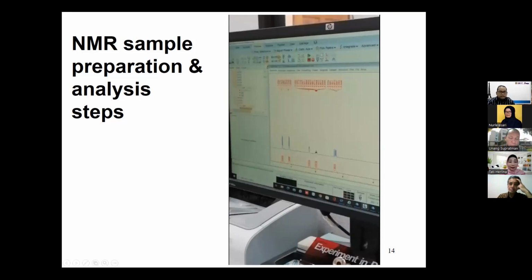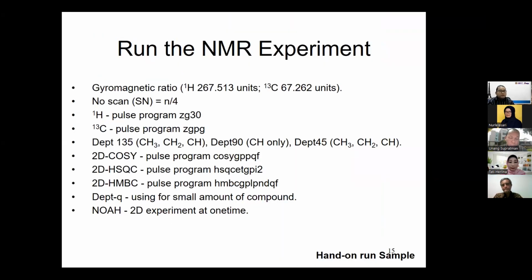Okay, this is the process of how we measure the NMR. This is only for proton NMR. If we have carbon, for example, it will take quite a long time. It depends on the concentration of the samples. The running of NMR experiments depends on the gyromagnetic ratio. For example, if the ratio is different, that's why if we have 400 megahertz, for carbon it is 100 megahertz only. Usually for the number of scans, you can put any number divisible by 4. This is the common experiment that we can run in our NMR.